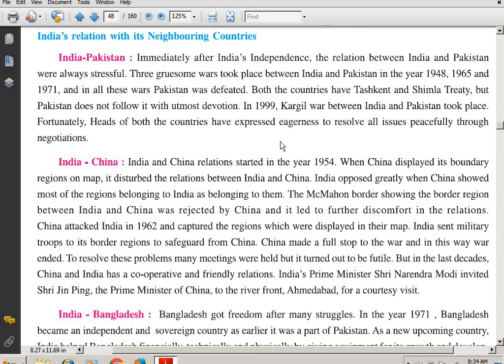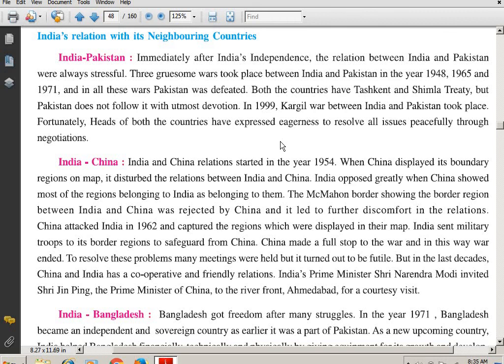Now, we are talking about the India-Pakistan relationship. Students, immediately after India's independence, that is in 1947, the relationship between India and Pakistan became very stressful. 3 gruesome wars took place between India and Pakistan, in 1948, 1965 and 1971. In all the 3 wars, Pakistan was defeated. Both the countries have the Tashkent and Shimla Treaty, but Pakistan does not follow it with utmost devotion.